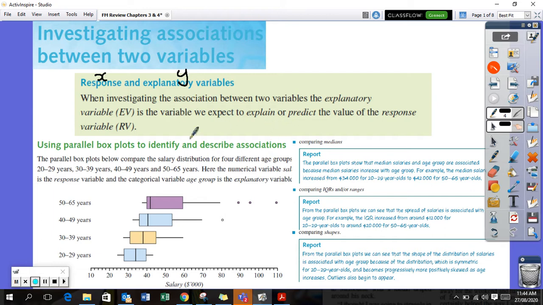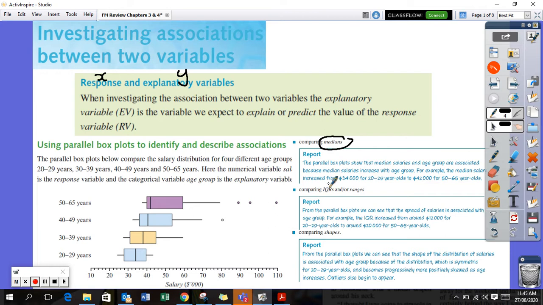Let's have a look at these box plots and the type of thing we'd expect in a report. It's people's salary at different ages, and what we can see here, if we're comparing the medians, is that as age groups increase, the median salary increases as well. You can see it moves along this number line as the age groups increase. So there's a trend there.